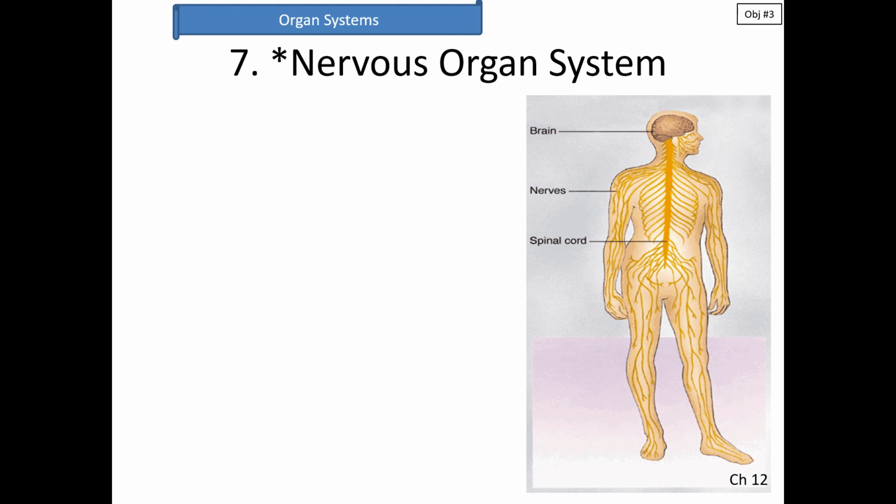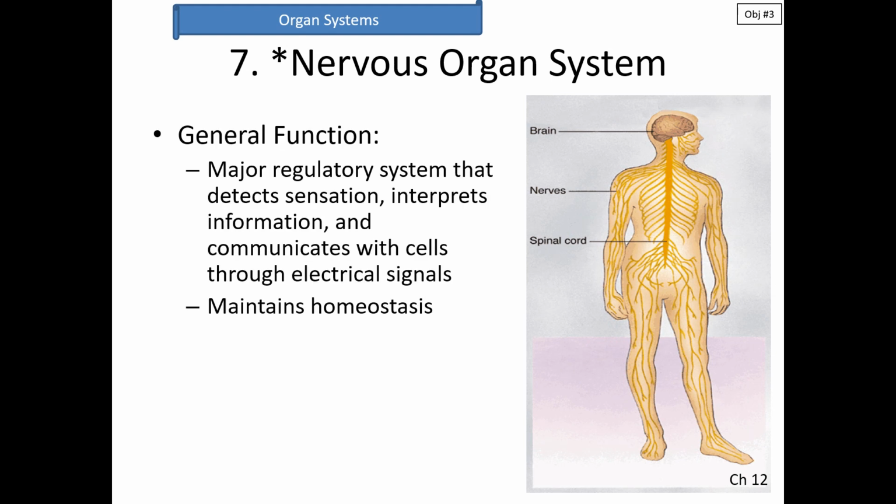Nervous system, one of my favorite organ systems. It's represented in yellow here. Definitely one we're going to be talking about. It is a huge regulatory system. It detects sensation. It interprets information. It communicates with cells. And it does all this through electrical signals.